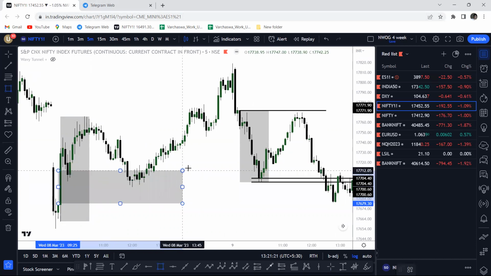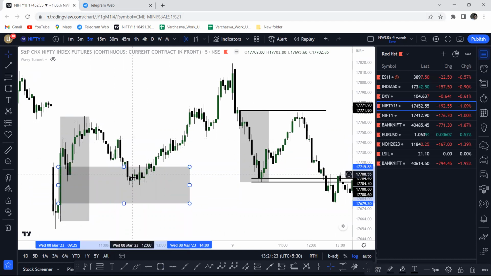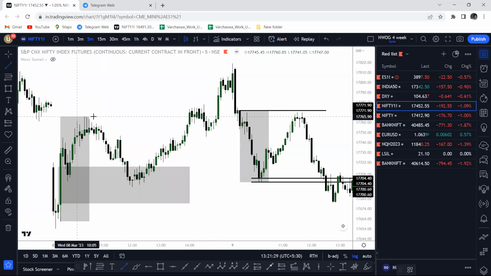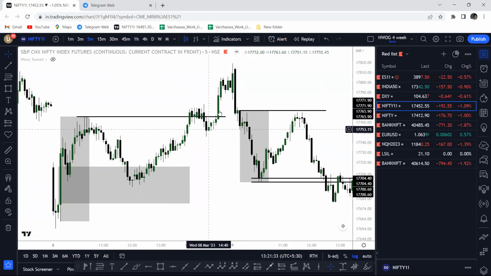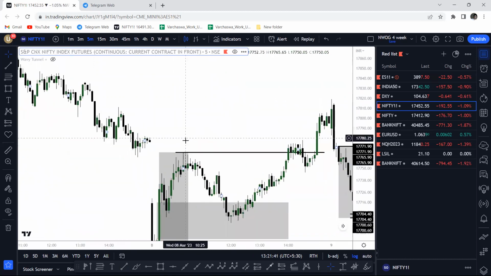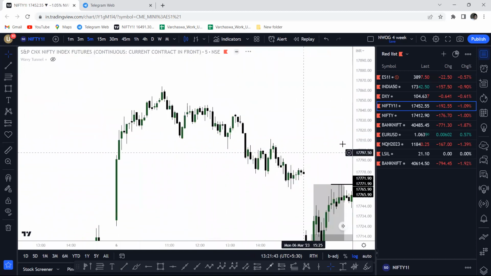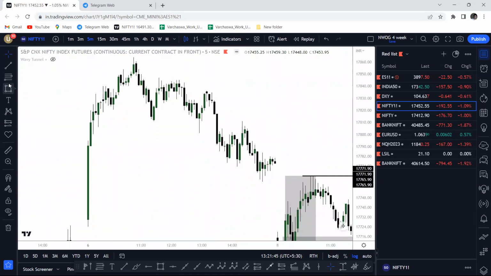If you see this fair value gap, price comes right to that, goes up, and once the price closes right here, comes back and shoots up. So you need to understand that once the price closes above this level, it's very less likely that it will take out this particular low. There will be chances, but it's going to be very less likely for that to happen.